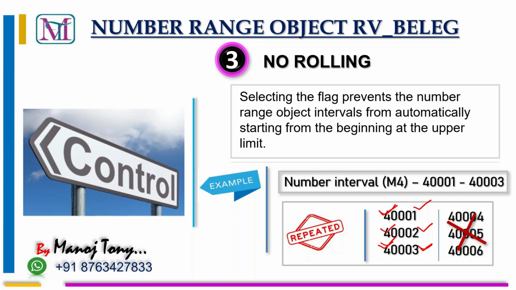It will repeat this number. And the second time when we create a sales order and save it, the system will allocate 40,001, and this will be a false document number.